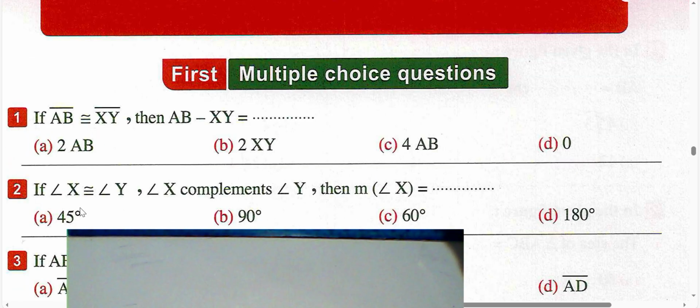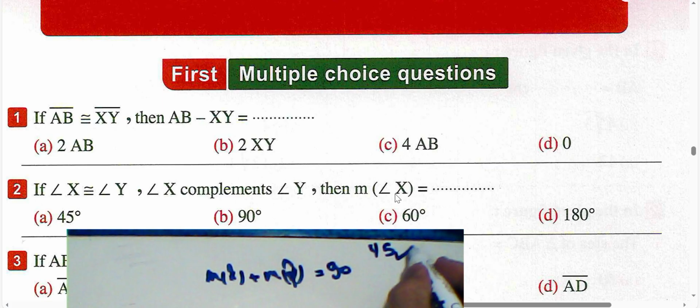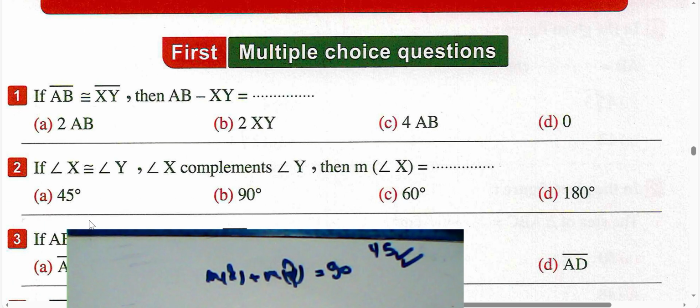Number 2. Angle X is congruent to angle Y, and X complements angle Y. Complements means the sum of them equals 90 degrees. Then the measure of angle X equals 45. The measure of angle X plus the measure of angle Y is 90, so we can divide 90 by 2, which equals 45. The measure of each one equals 45 degrees because they are complementary angles. Okay, it shows letter E.